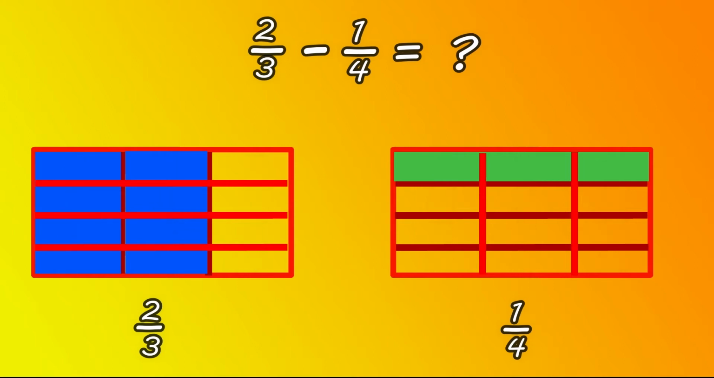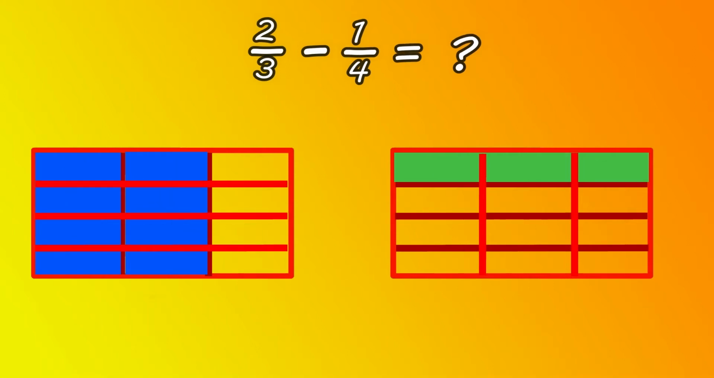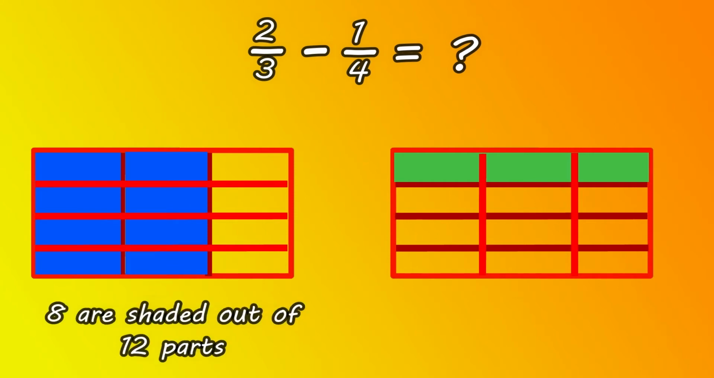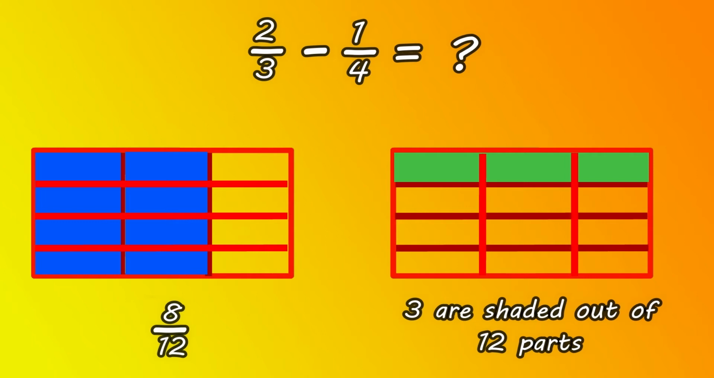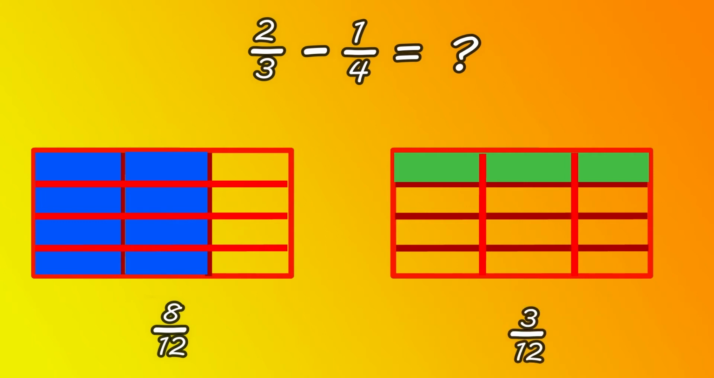We will now change each fraction to its equivalent fraction, with 12 as the denominator. So, we will rewrite 2/3 as 8/12, because 8 are shaded out of 12 parts, and rewrite 1/4 as 3/12, because 3 are shaded out of 12 parts. We can now subtract the two fractions because both fractions have an equal number of parts.